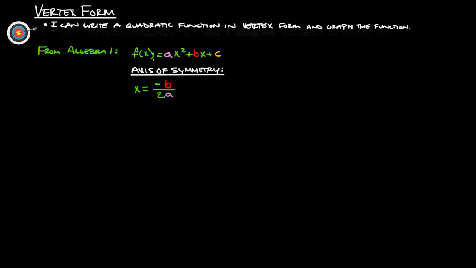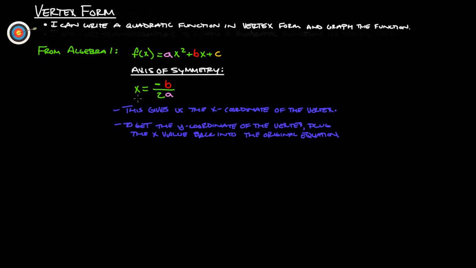Okay, so first, from Algebra 1, and actually I think we talked about this earlier this year as well. If you've got a quadratic function, f of x equals ax squared plus bx plus c, we know that the axis of symmetry will be x equals negative b over 2a, right? With b being whatever's in front of the x, and a being whatever's in front of the x squared, the coefficients. So, this gives us the x-coordinate of the vertex. The axis of symmetry, x equals that value, is also the x-coordinate of the vertex.